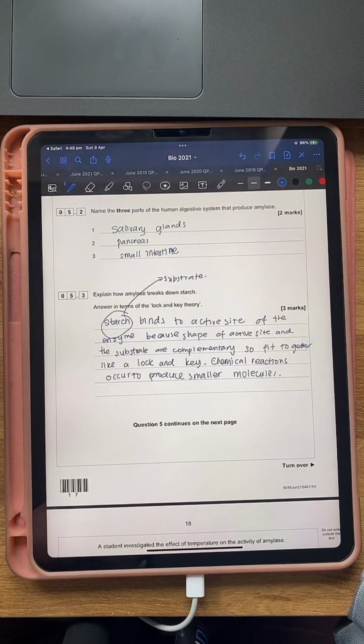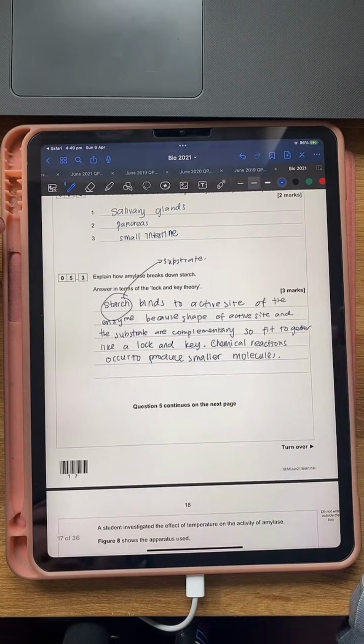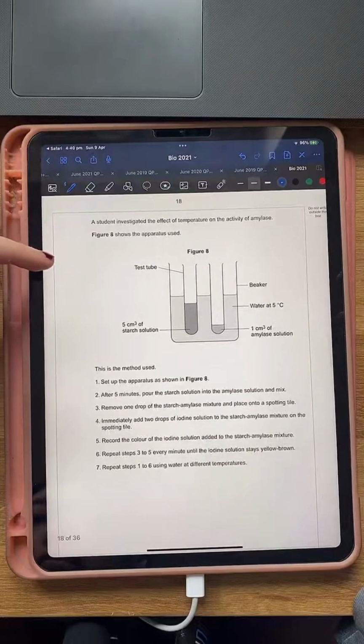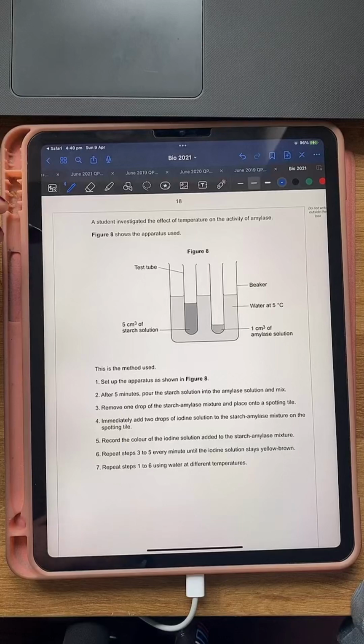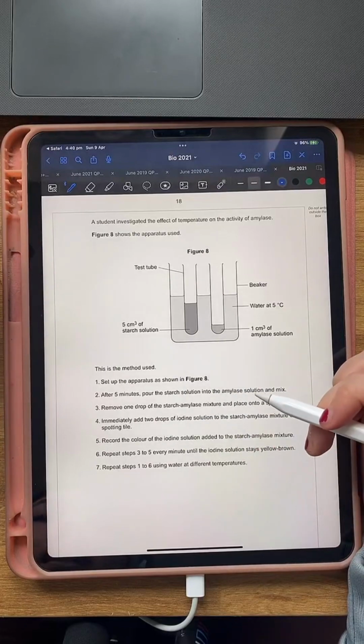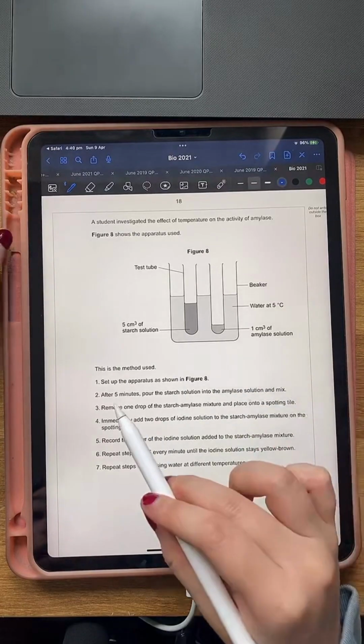A student investigated the effect of temperature on the activity of amylase. So figure 8 shows the apparatus used. This is the method used. Set up the apparatus as shown in figure 8. After 5 minutes, pour the starch solution into the amylase solution and mix. Remove 1 drop of the starch amylase mixture and place onto a spotting tile. Immediately add 2 drops of iodine solution. That's the starch test.